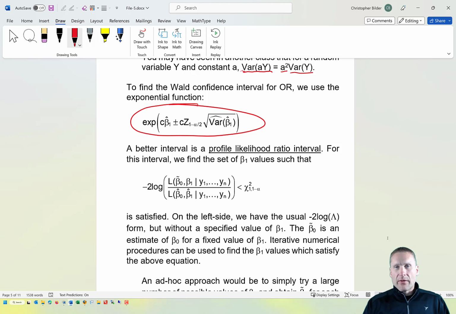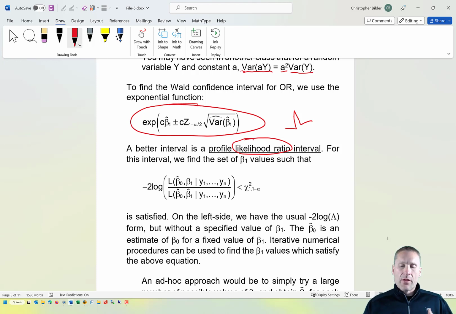Now, another interval that unfortunately is a little bit more complex to find, but it performs better in terms of true confidence levels, is the profile likelihood ratio interval. The name likelihood ratio, we've seen that before. Remember, that's our lambda statistic, the ratio of two likelihood functions evaluated at corresponding maximum likelihood estimates, where the numerator has some restrictions to it.